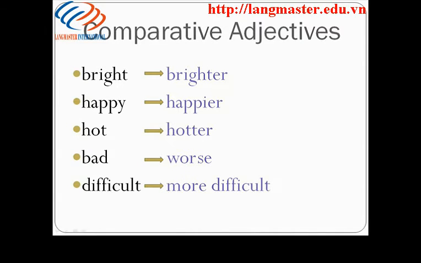Comparative adjectives are often formed by adding the ending er, as in brighter. But there are a couple spelling rules we need to remember. If the adjective ends in y, we change the y to an i before adding er, as in happier. If the adjective ends in consonant, vowel, consonant, then we double the last consonant, as in hotter. Some adjectives have an irregular form. Bad becomes worse. And with longer words, we place more in front of the adjective, as in more difficult.